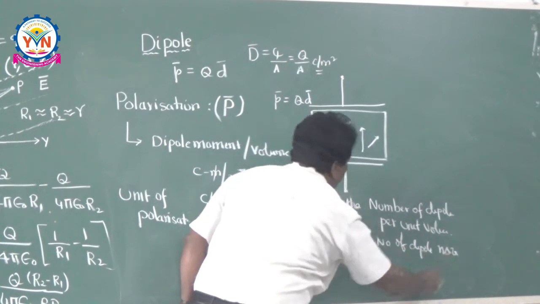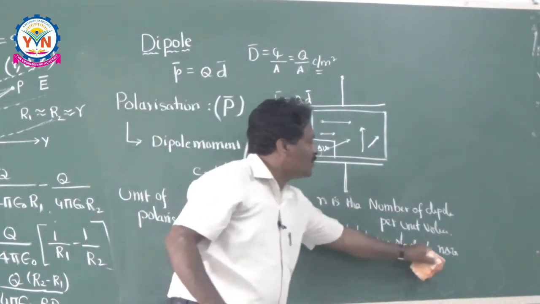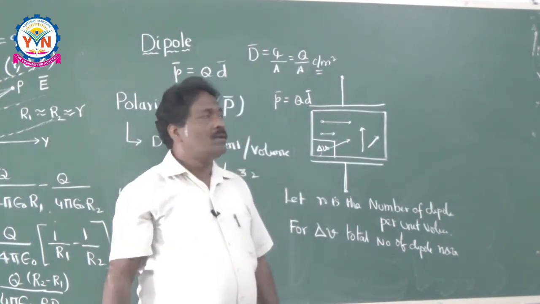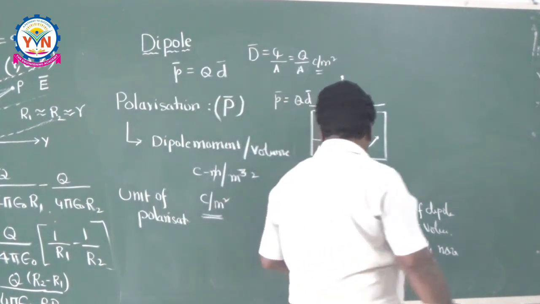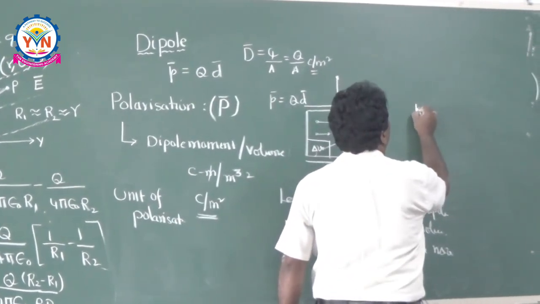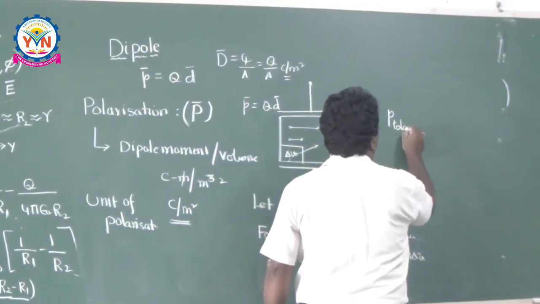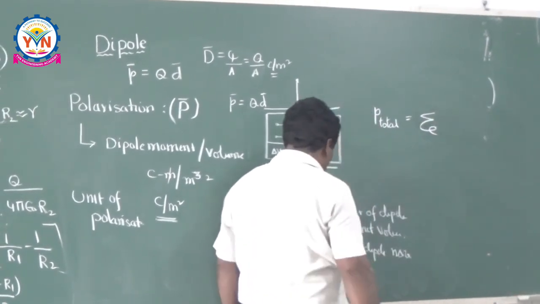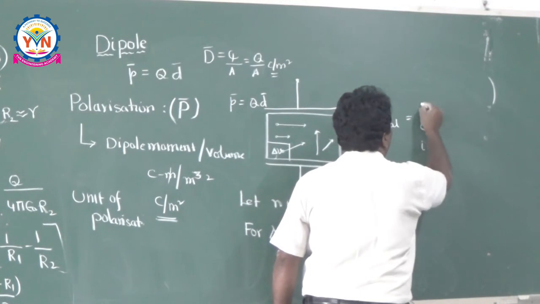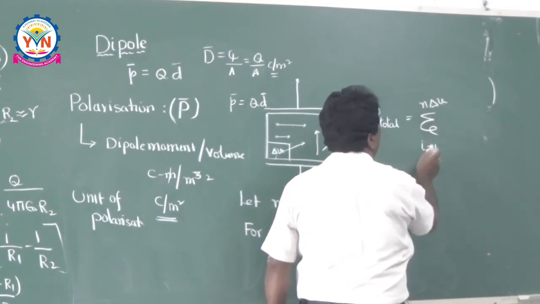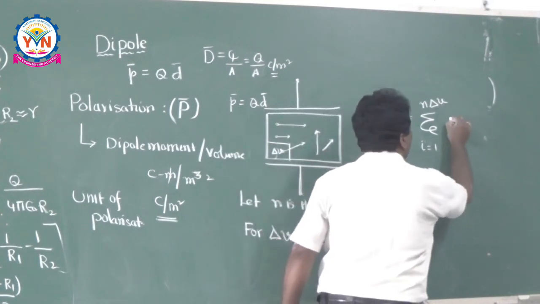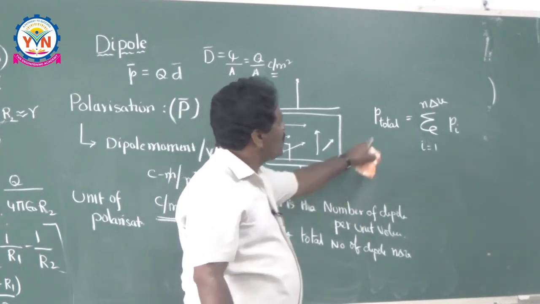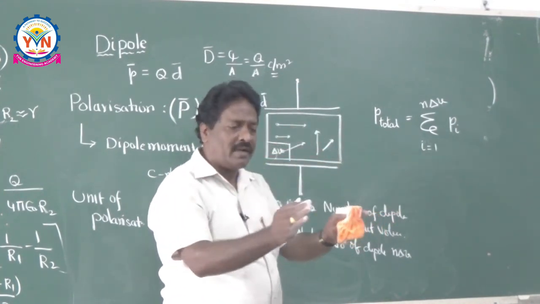This is n into delta V. That means the strength in the class is n into delta V. Let us first add up the dipole moments of these n into delta V dipoles. So what is the dipole moment? The total dipole moment P total is equal to sigma, i equal to 1 to n delta V, because from the first dipole up to the n delta V-th dipole I have to add up the dipole moments here. So I got the total dipole moment. I added the dipole moments of all the students.